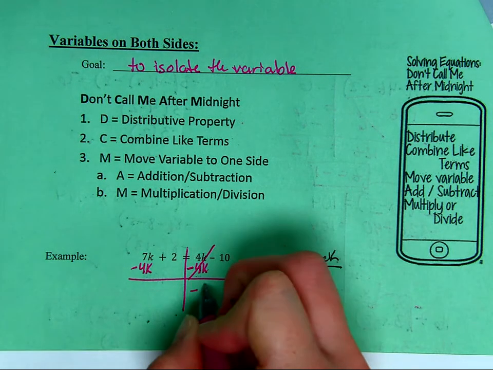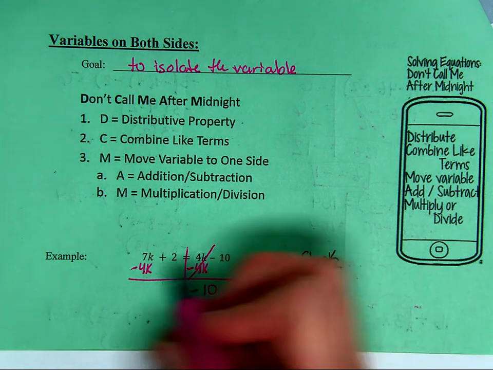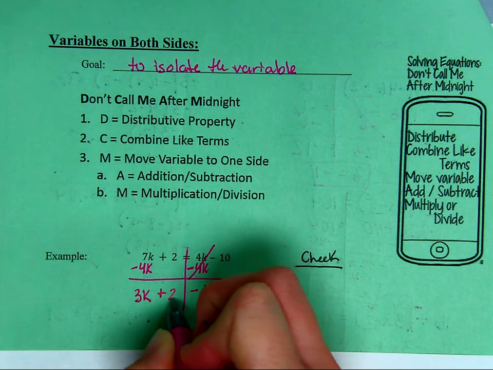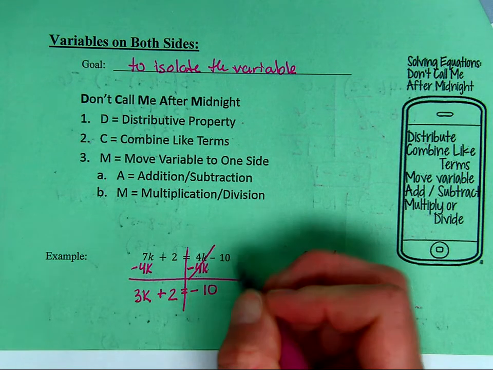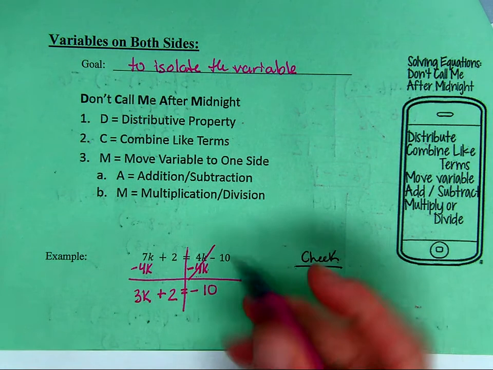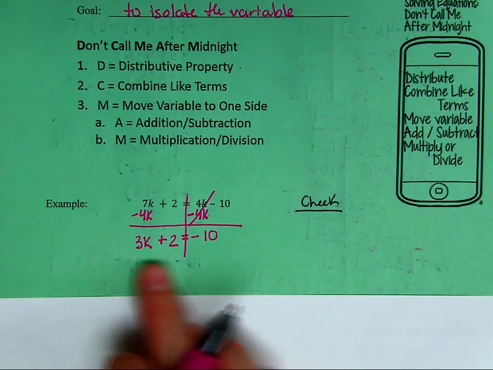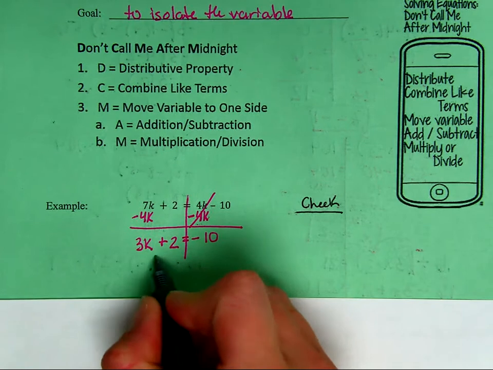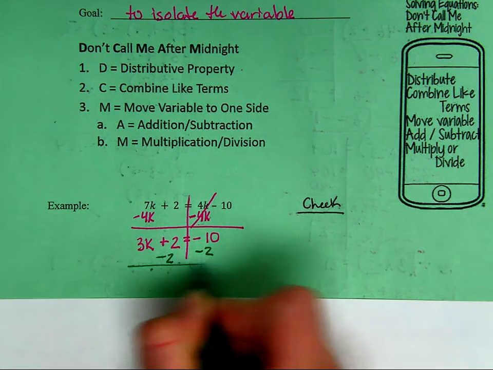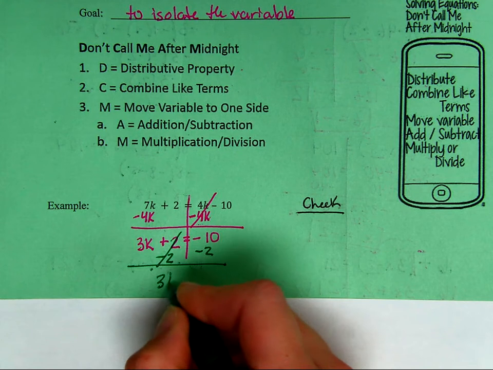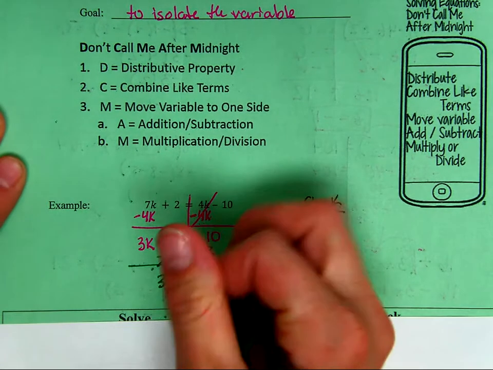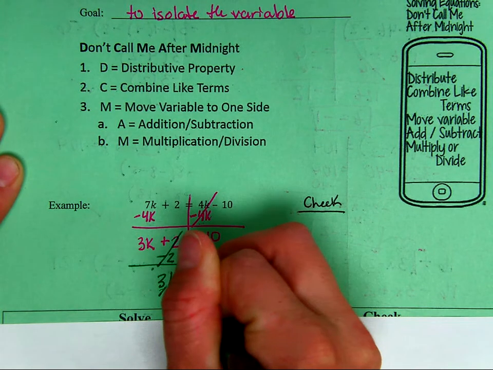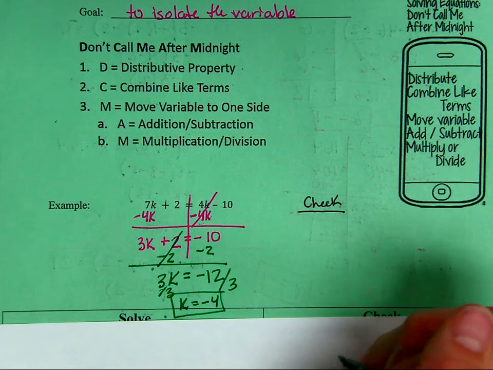And I have negative 10. Realize that's a negative 10. 7 minus 4, this becomes 3K, and I just bring down my plus 2. It's really important to keep everything aligned here. So now this should look just like a 2-step. So add or subtract; in this case I need to subtract to get rid of that 2. That makes 0. 3K is equal to negative 12. Divide by 3 to cancel that 3. We get K is equal to negative 4.